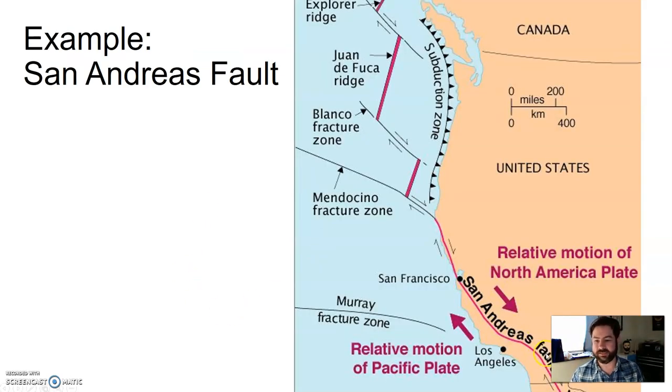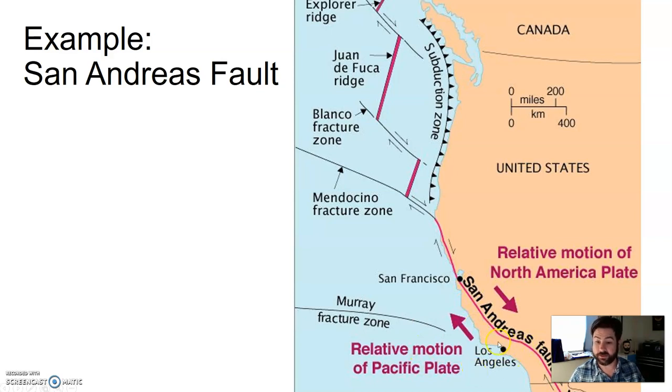So we have the San Andreas Fault, which sits along a transform boundary. We have the motion of the Pacific plate relative to the motion of the North American plate. And these two plates are kind of grinding past one another. And when that slip occurs along that transform boundary, that's when you get those large earthquakes.